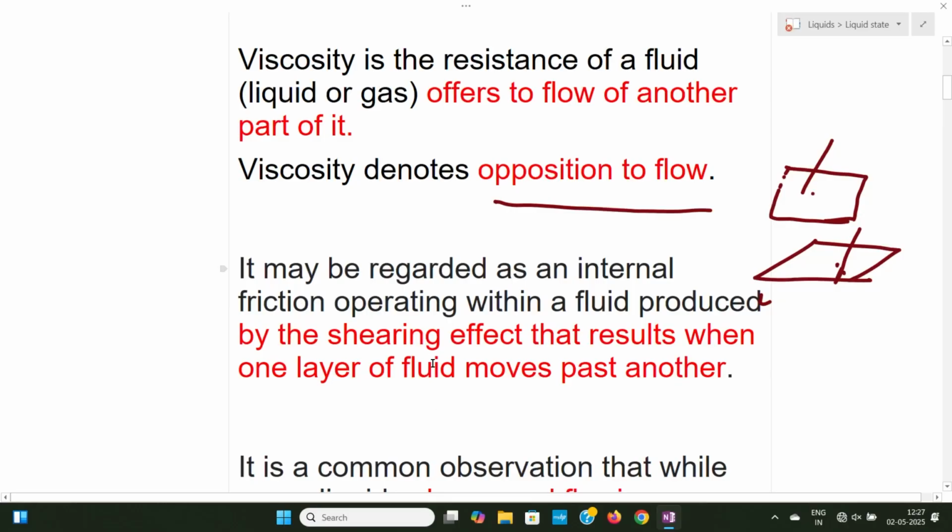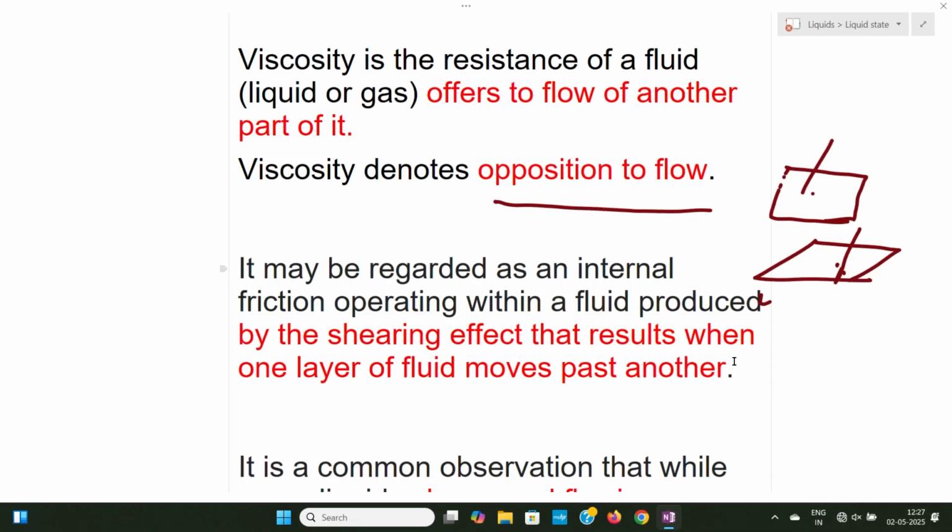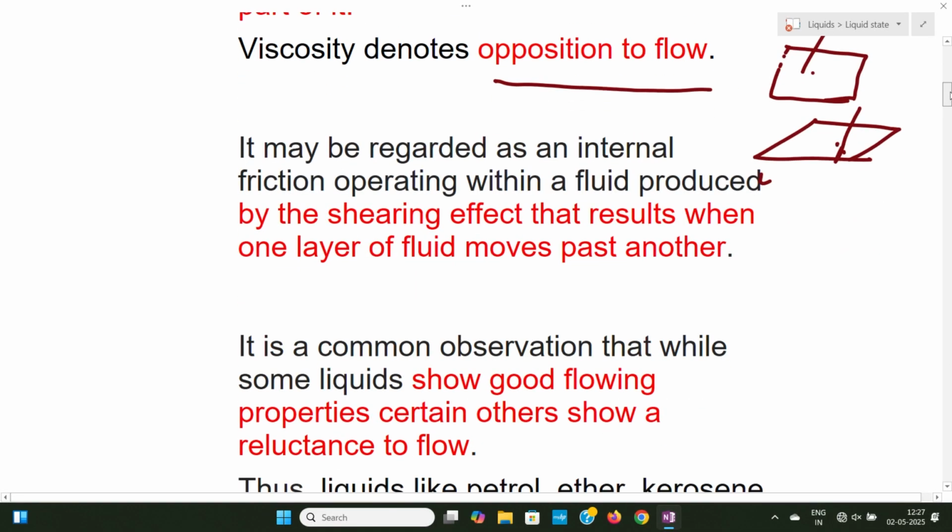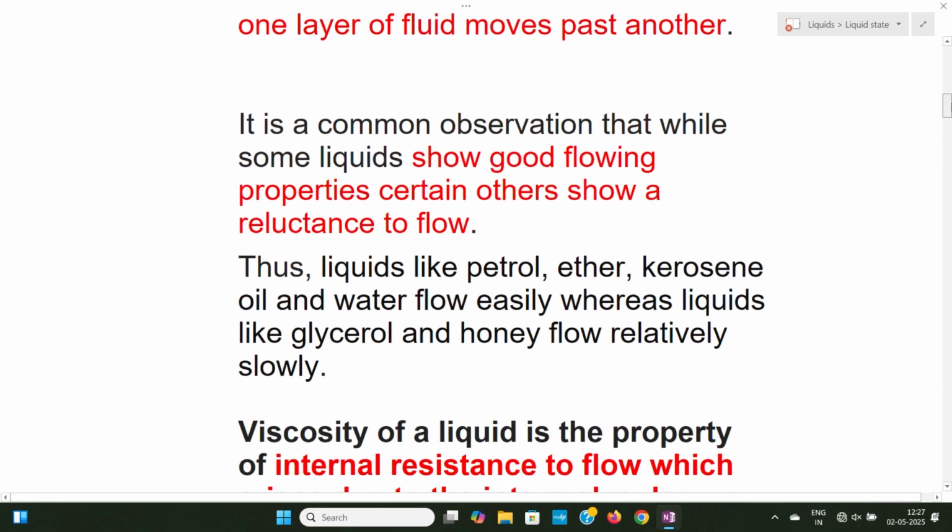That is viscosity. Viscosity is an internal friction operating within a fluid produced by the shearing effect that results when one layer of fluid moves past another. Because of the shearing effect of the fluid, one layer will move fast, another layer will move slow. That is the viscosity. So let us see this viscosity in detail.